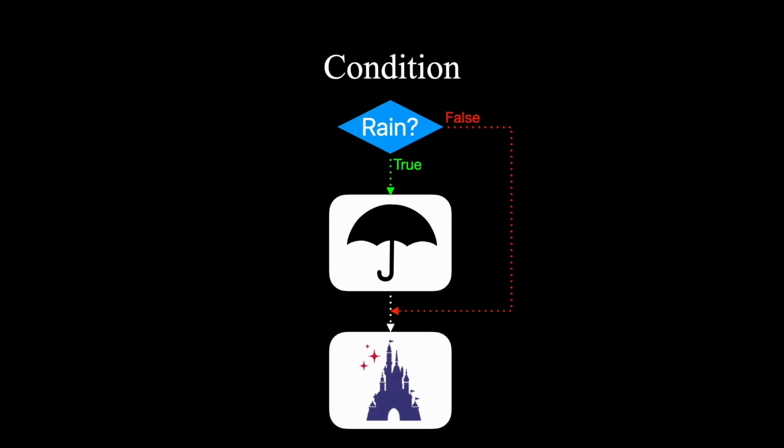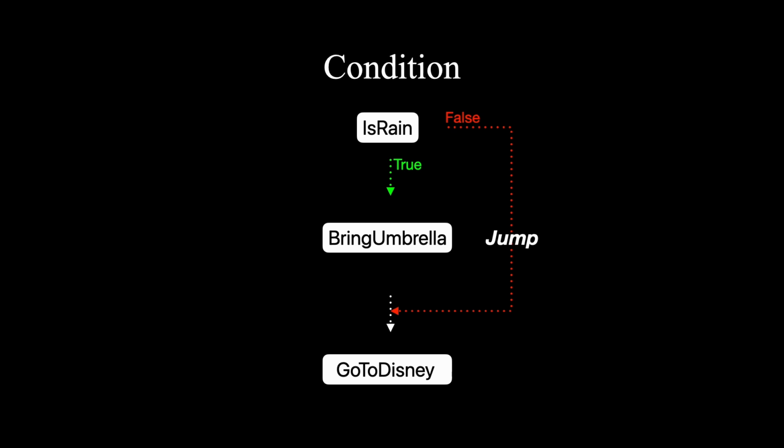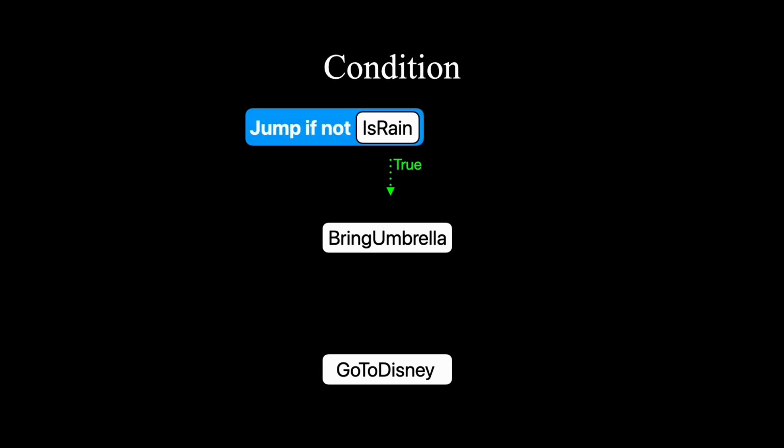Back to Disney. So how do we represent the logic? Well, we only bring the umbrella when it's raining. In other words, we skip or jump this event if the condition is false. Let's use a new function called jump if not, and jump after the bring umbrella function.